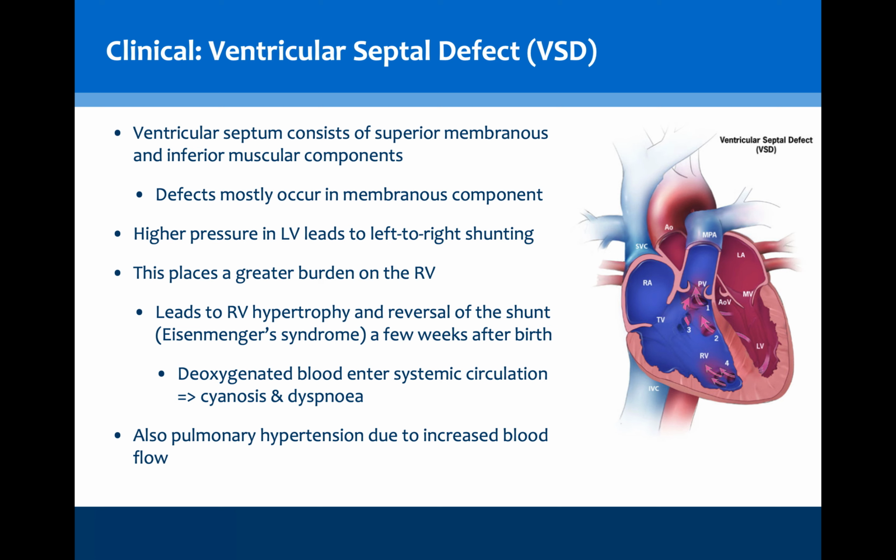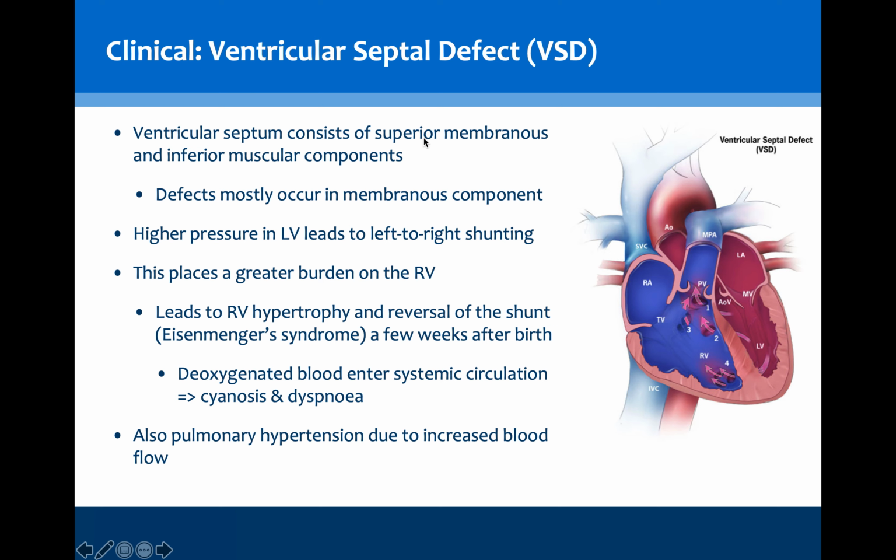It presents with cyanosis and dyspnea as the systemic circulation is now pumping deoxygenated blood. It can also lead to pulmonary hypertension as the much more hypertrophic and muscular right side of the heart is pumping at higher pressures than required through the pulmonary vasculature.